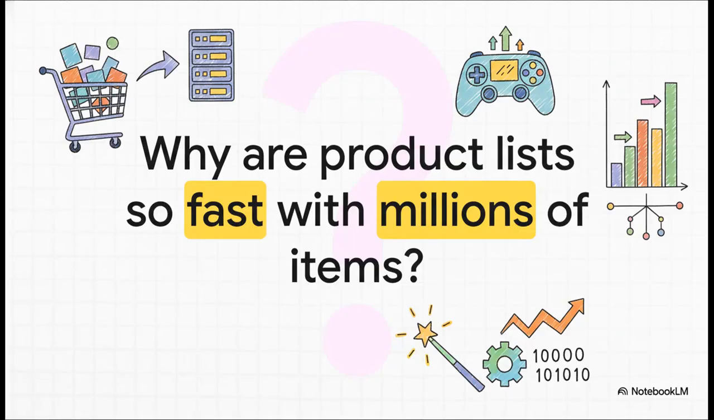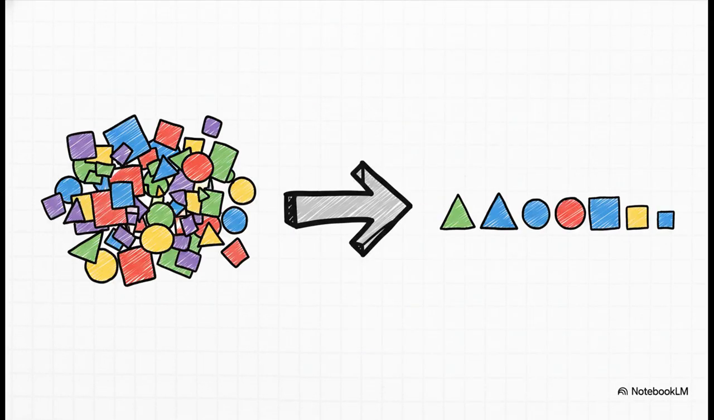I mean, really think about it. How can some huge e-commerce site sort millions of things by price in what feels like a millisecond? Or how does a gaming leaderboard update in real time with thousands of players? It feels impossible, but it's not. The answer to all of this, it's sorting.